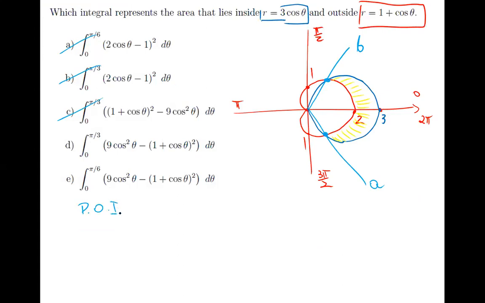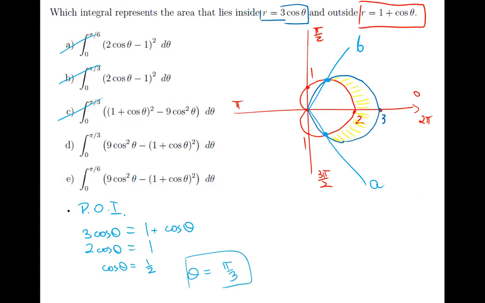Points of intersection. 3 cosine theta, the same, like 1 plus cosine. Subtracting cosine and dividing by 2. Cosine for what angle is half? Of course, pi over 3. That means this is pi over 3. Oh, not negative. This is negative. And this will be negative.